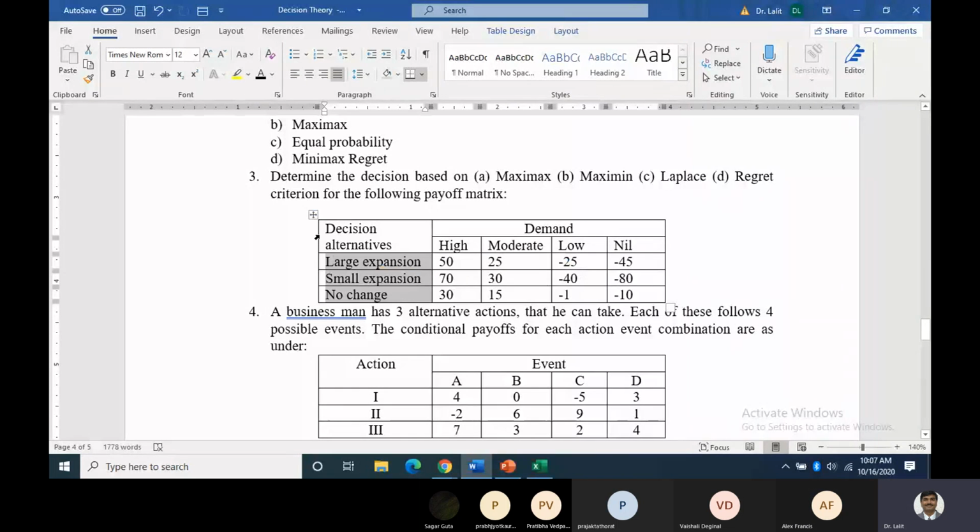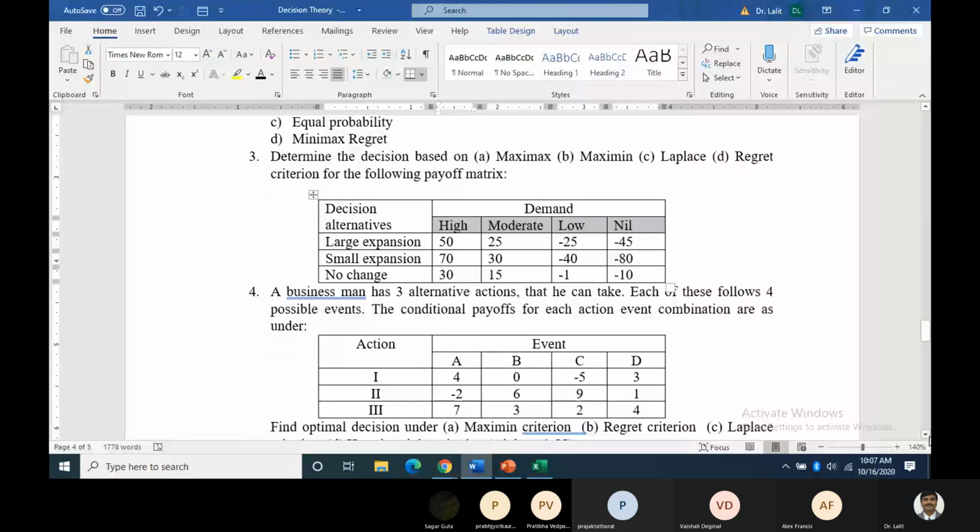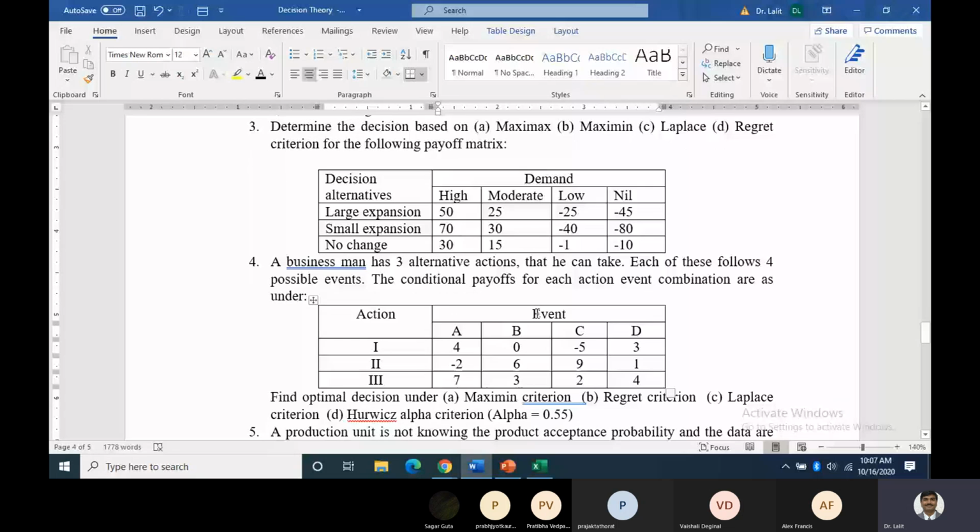इनफैक्ट टेबल से भी आपको कुछ आइडिया मिल जाएगी. यहाँ पे हेडिंग दिया है डिसीजन अल्टरनेटिव्स. सो दीज आर द कोर्सेज ऑफ एक्शन, और these four are states of nature. Okay, sometimes state of nature is also called as event. जैसे क्वेश्चन नंबर 4 में यहाँ पे इवेंट दिख रहा है आपको. ठीक है, मतलब ए बी सी डी दीज आर स्टेट्स ऑफ नेचर एंड 1 2 3 आर एक्ट्स.